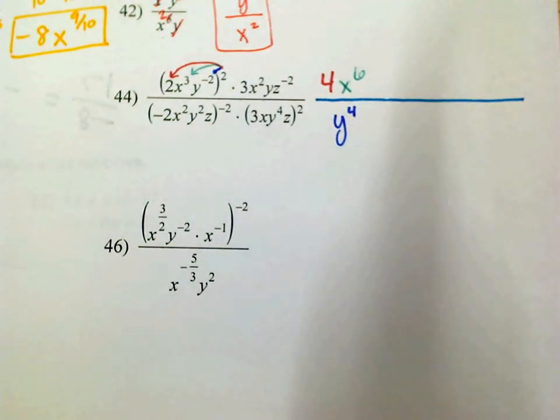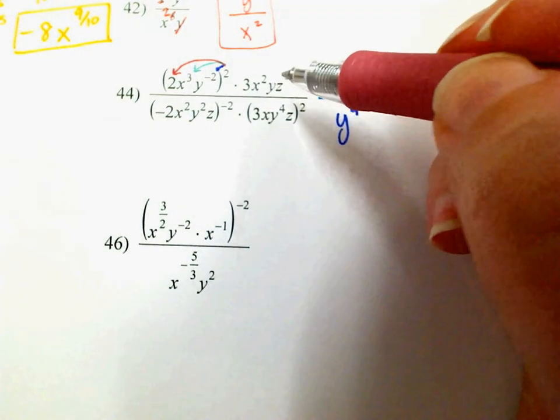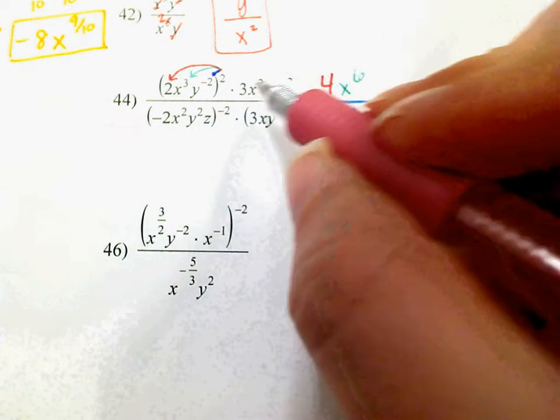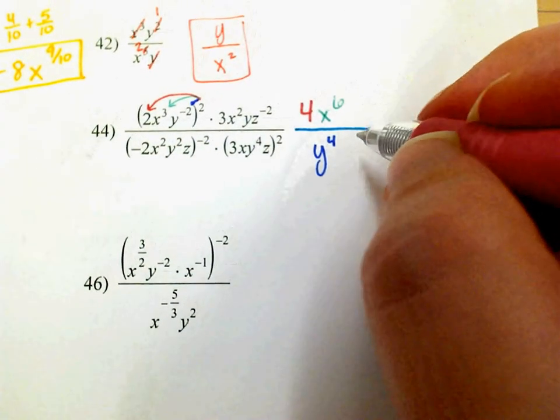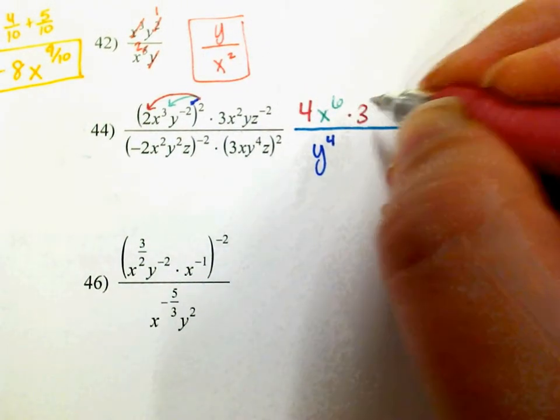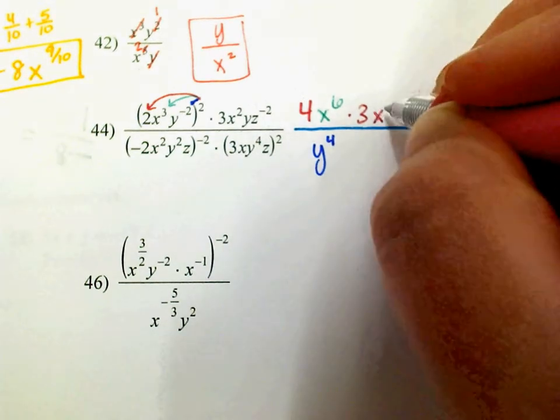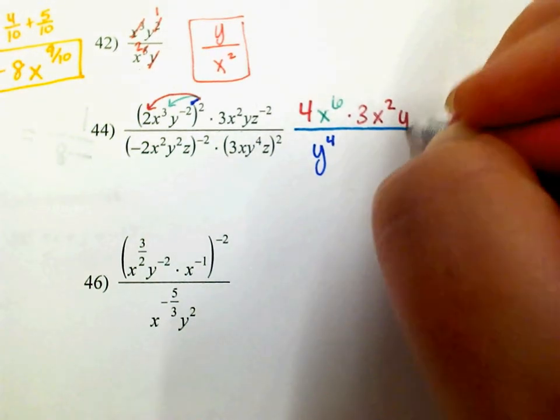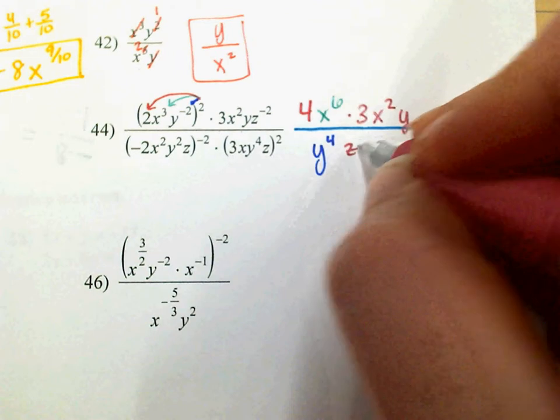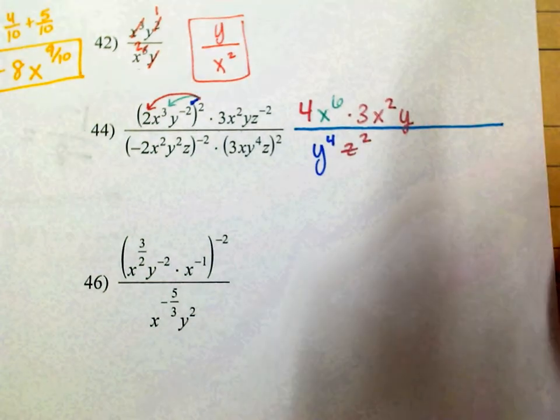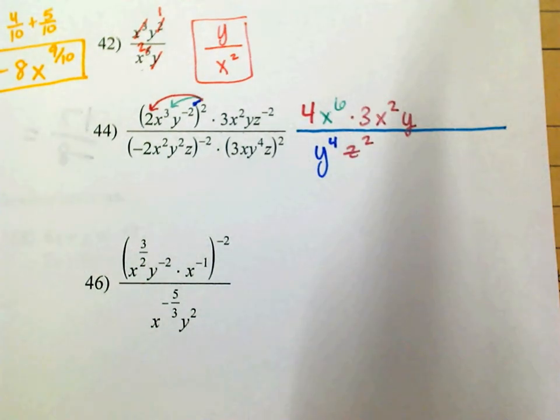Okay? Now I'm just going to start putting these where they belong because we're not distributing. Where does the 3 go? Stays in the numerator. What about the x squared? Numerator. Y, z, denominator. So if I had a positive power, I just left it in the numerator. If I had a negative power, I moved it to the denominator.